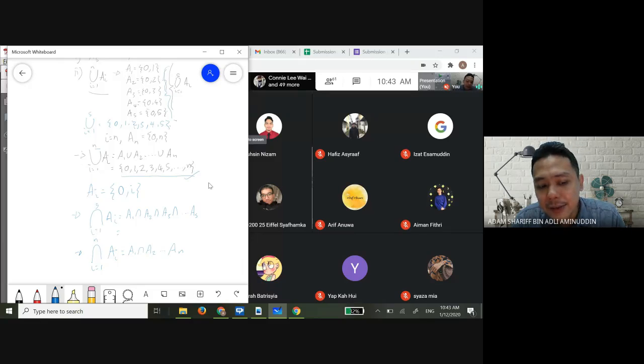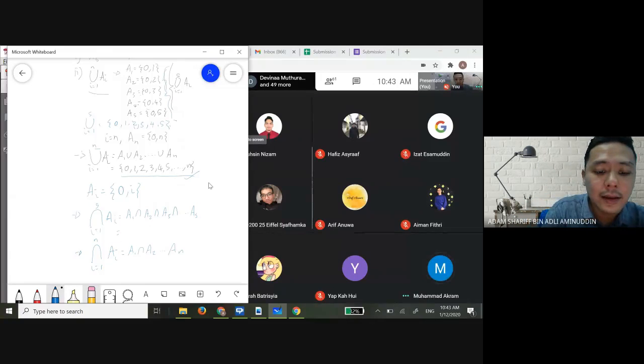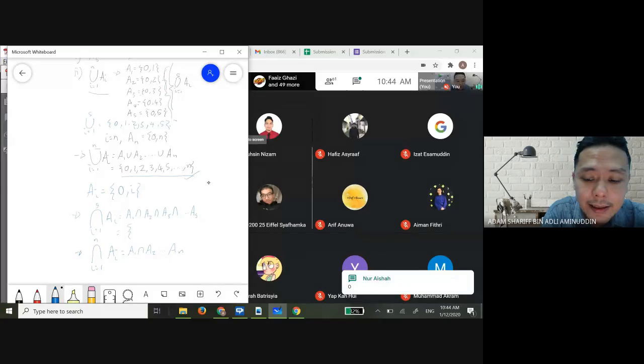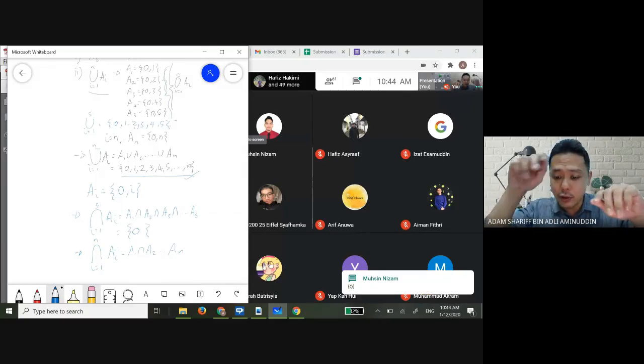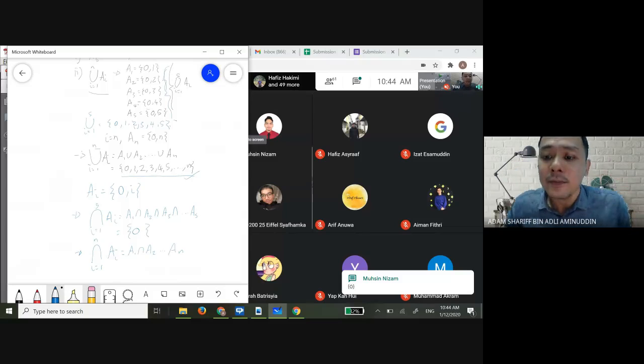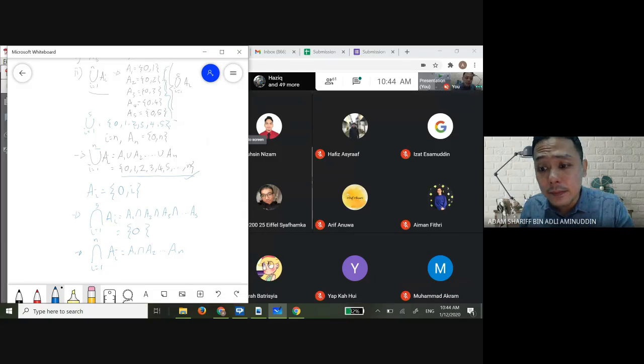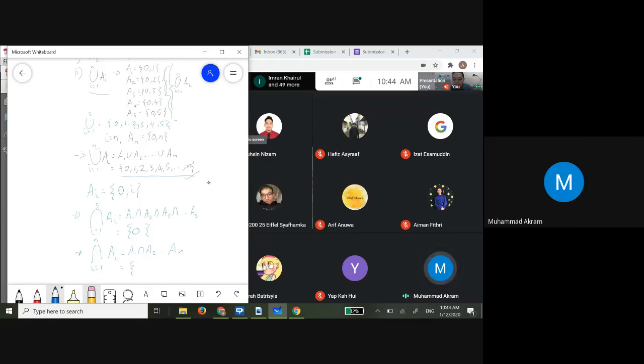Apakah intersection Ai from I equals to 1 until A5? Berapa? 0. It will be an element dengan 0 saja. Tulis curly bracket, jangan lupa tulis curly bracket, jangan tulis kosong saja. Baru betul. Okay, kalau sampai AN? Curly bracket 0. Sama juga.